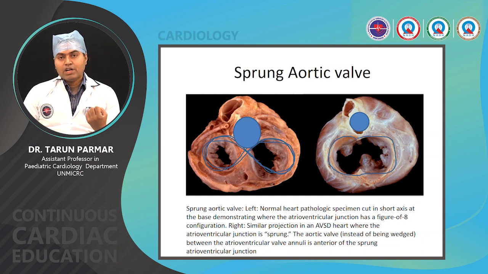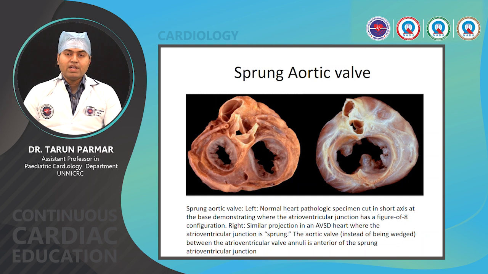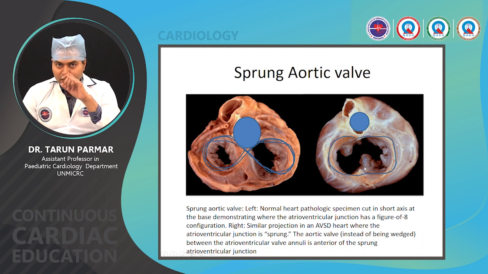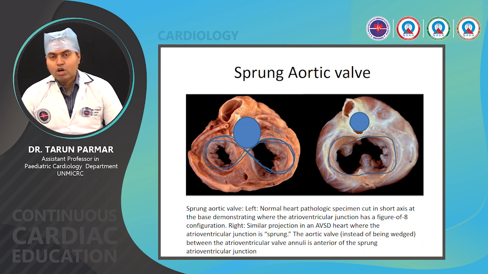But what happens in the common AV septal defect is that this is the common AV valve ring, and the aortic valve is sprung. So it is placed anteriorly. It will lead to the elongation of the LVOT or gooseneck deformity.